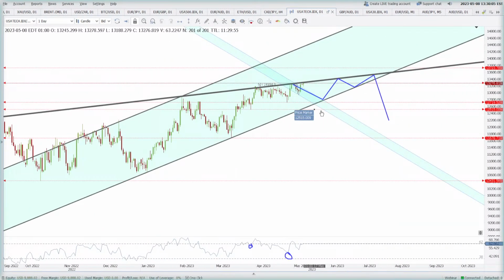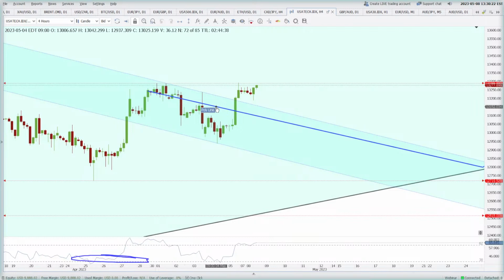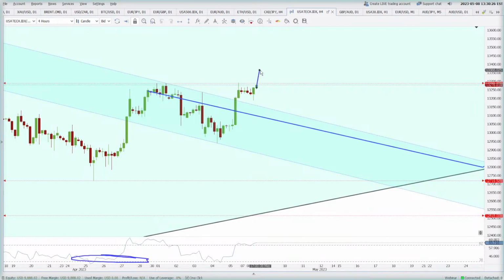USA Tech, also called the Nasdaq, is about to break higher than the resistance at 13,288. If the price breaks higher than 13,288, the next level is 13,723. If you want to make a trade in this market, I will give you an idea. This happens very fast on the Nasdaq.